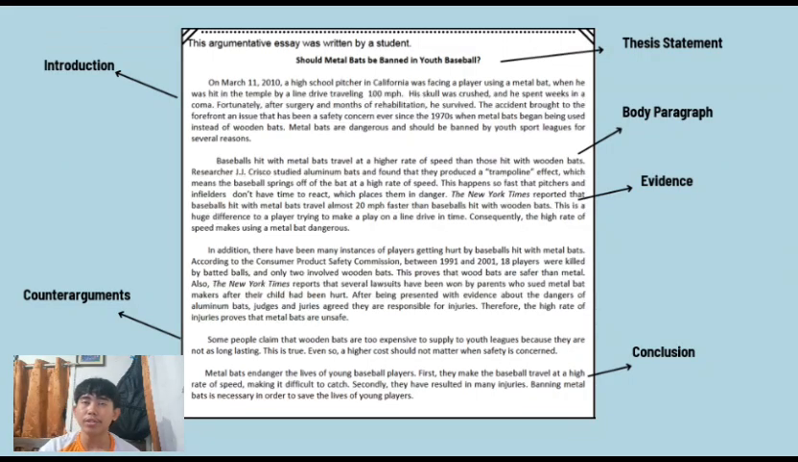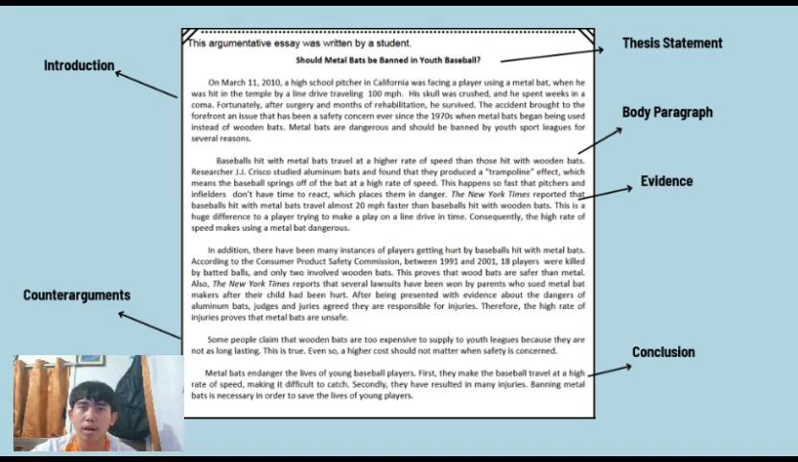So in this picture, it shows how you make an argument essay that was written by a student. The title of the argumentative essay, the thesis statement of the argumentative essay is, should metal bats be banned in youth baseball? So according to this statement, the main argument is that metal bats should be banned in youth baseball.